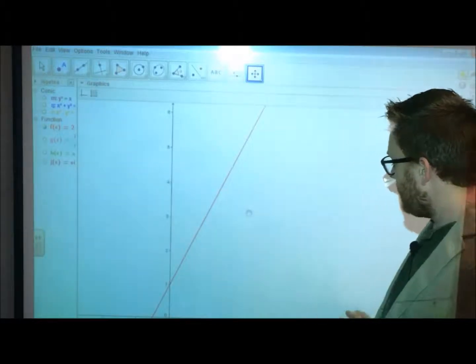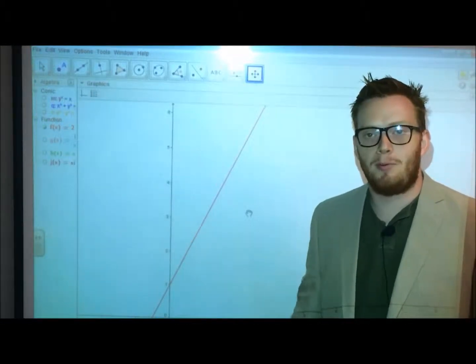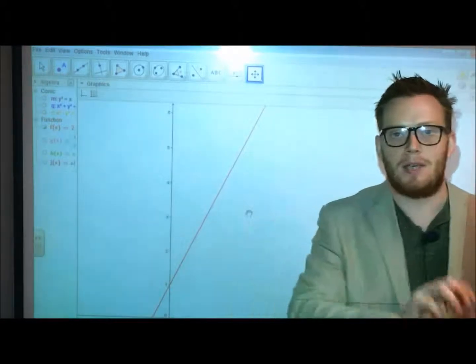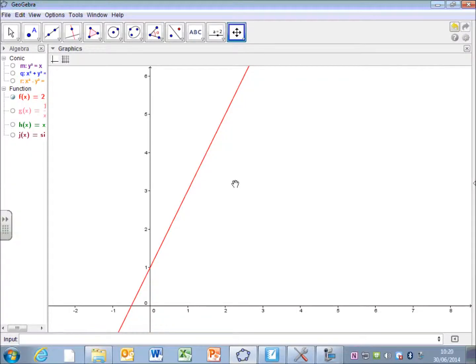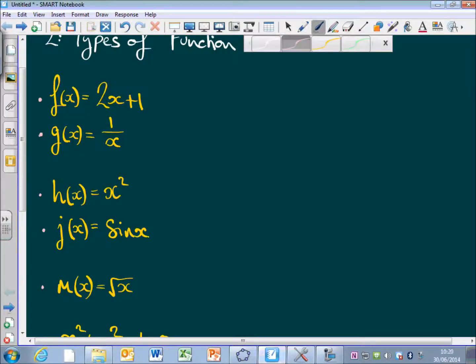And actually, for every single value of x, there is just one corresponding value of y. So a value of x is mapped to a single value of y. This is a one-to-one relation. So this type of function is called a one-to-one mapping. Okay, so let's go back and put that definition in. So this first function is a one-to-one mapping.